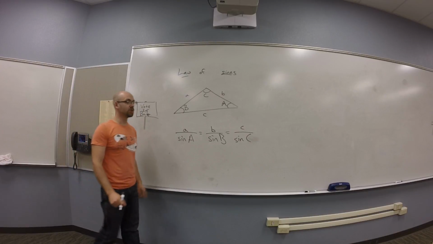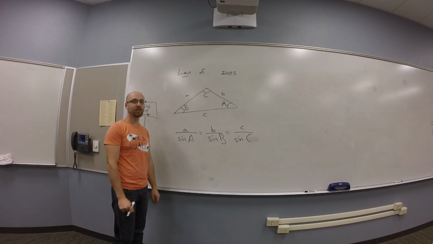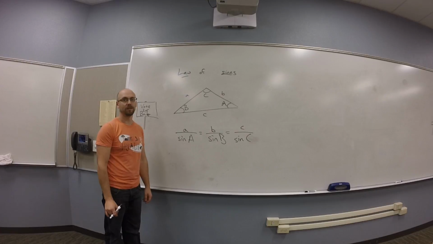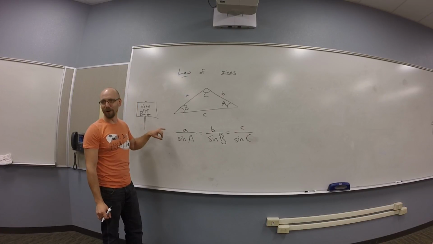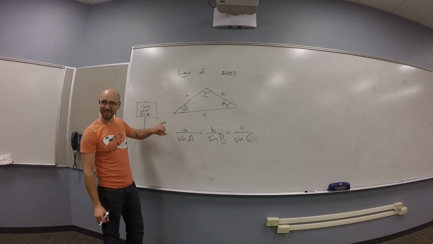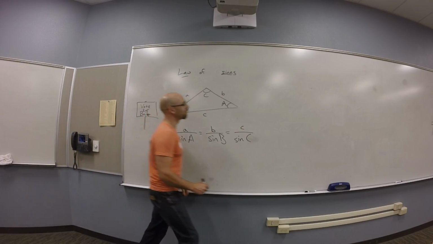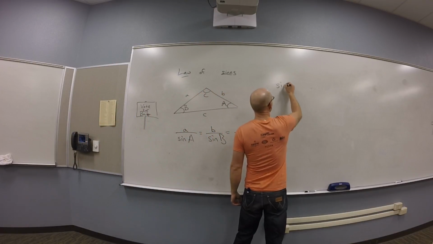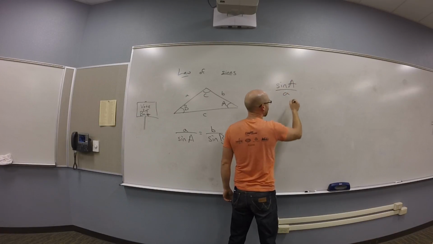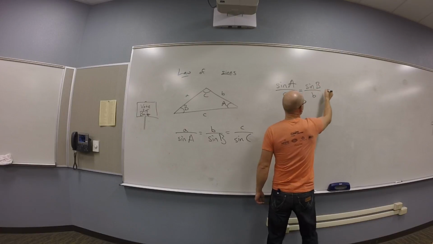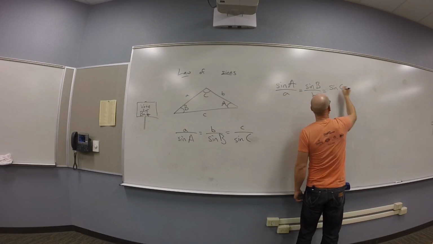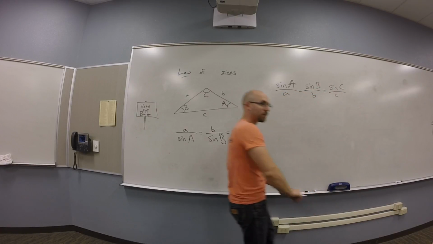Okay, so this is one phrasing of the law of sines. What's another phrasing? Not inverse, but reciprocal. Flip the whole thing over. So another phrasing would be sine of A over side A is sine of B over side B is sine of C over side C.